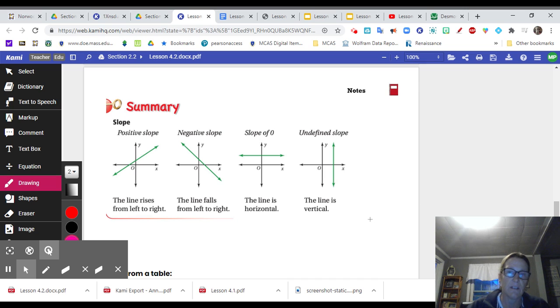Hi, let's regroup. We've been talking about slope. You found it from graphs. You found it from 2 points. And we looked at the special cases. I just want to summarize.